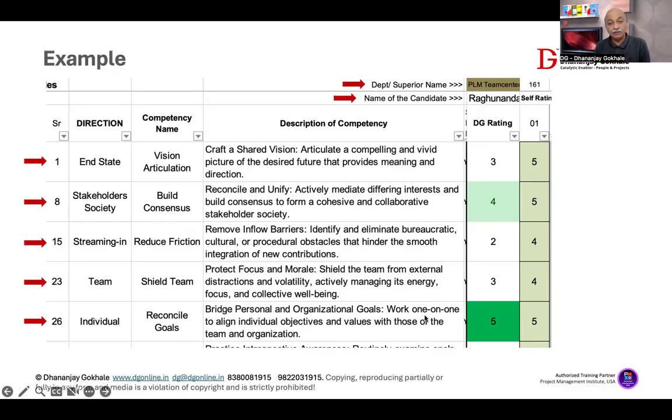A beautiful competency. These are all crafted by me, and it has helped me a lot in individual life, professional life, as well as in setting the corporate connections, making corporates happy, business happy. The ability to work one on one to align individual objectives and values with those of the team and the organization. This gentleman keeps 5 years, and really this fellow is a mentor there.